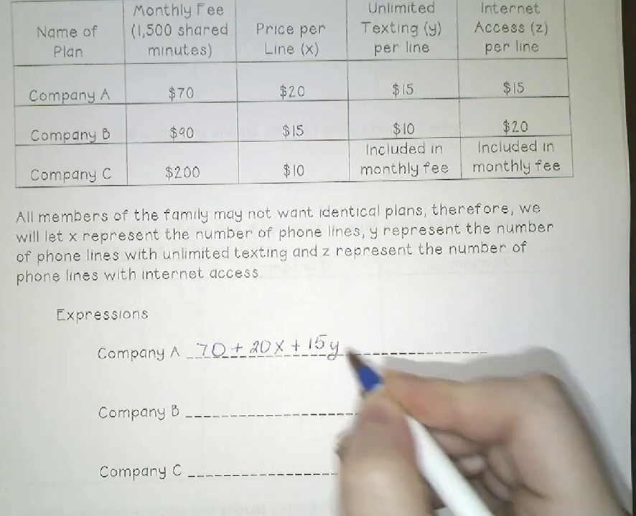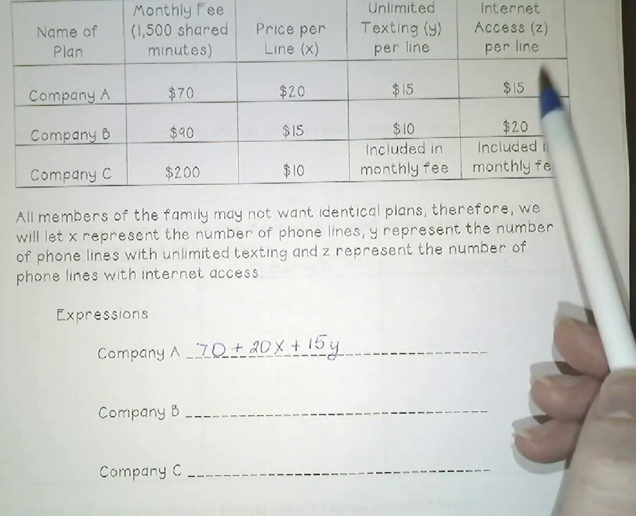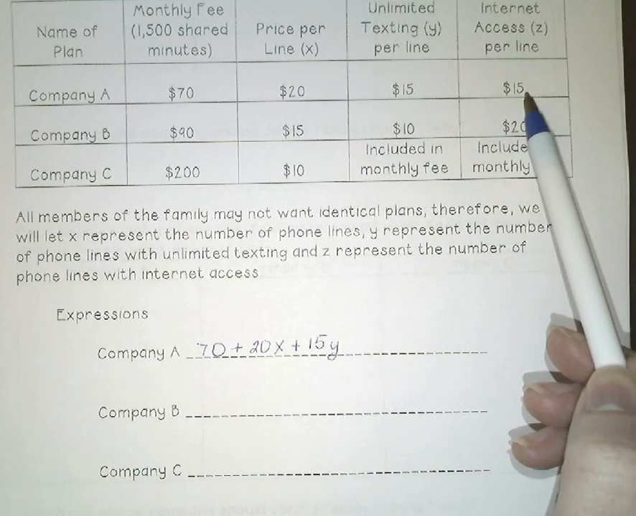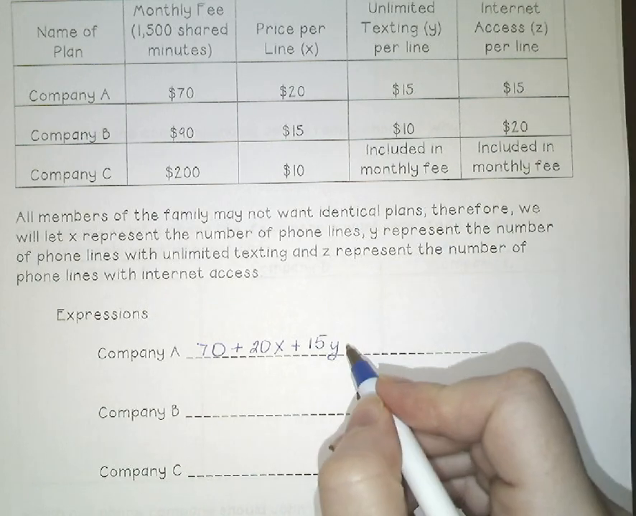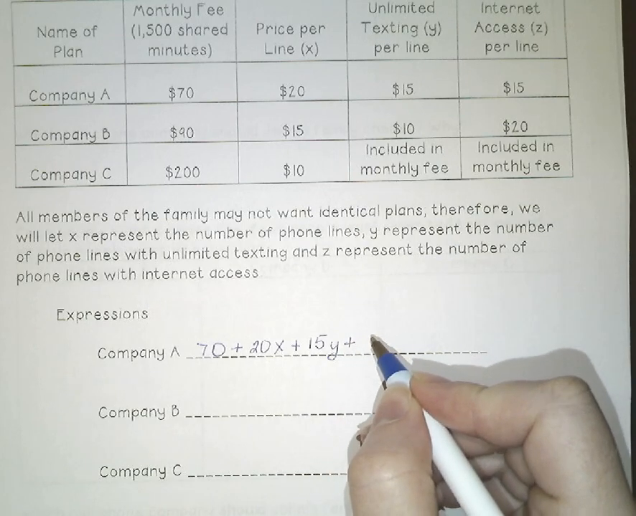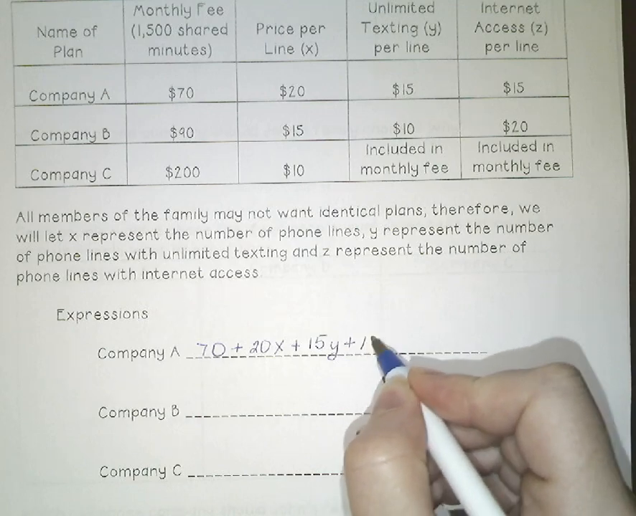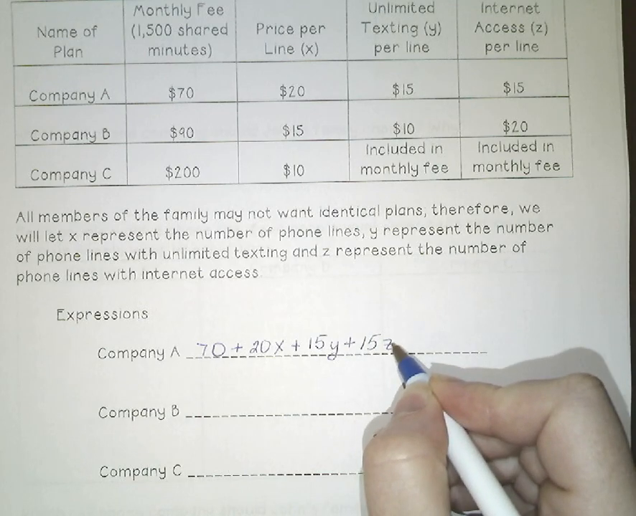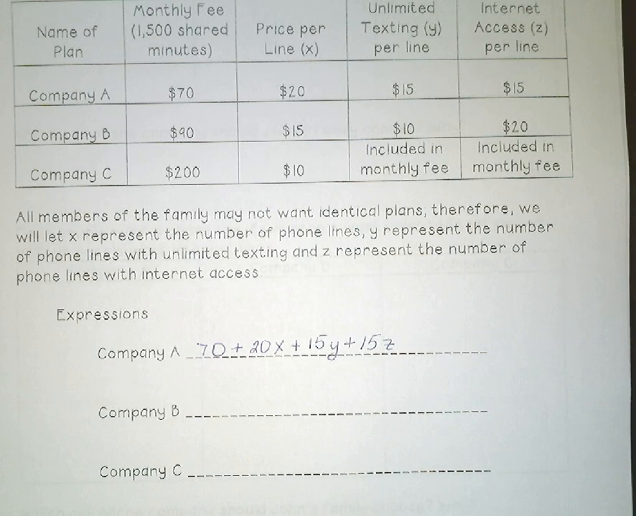15Y. And then for the internet access, they also charge $15 per line. So depends on how many lines there are. That's how much the total cost is going to change. So again, 15, and now it's Z, right? So this is the first expression for the first company. I would like you to pause this video right now and write the rest of it for company B and for company C. And when you're done, compare with my answers.